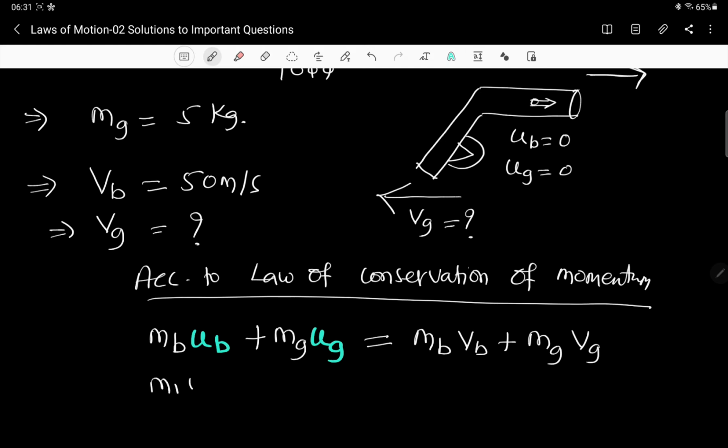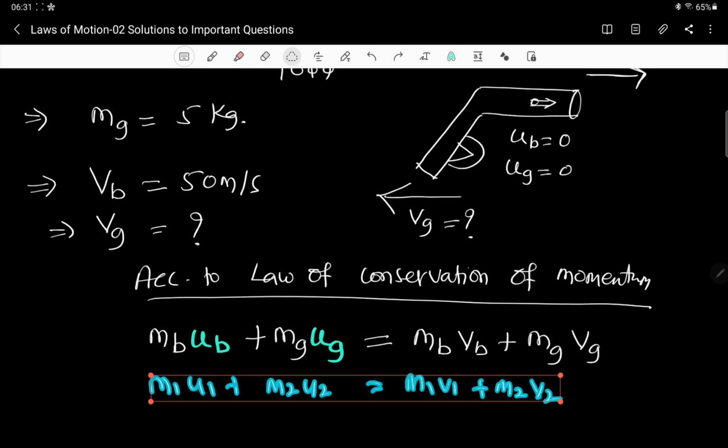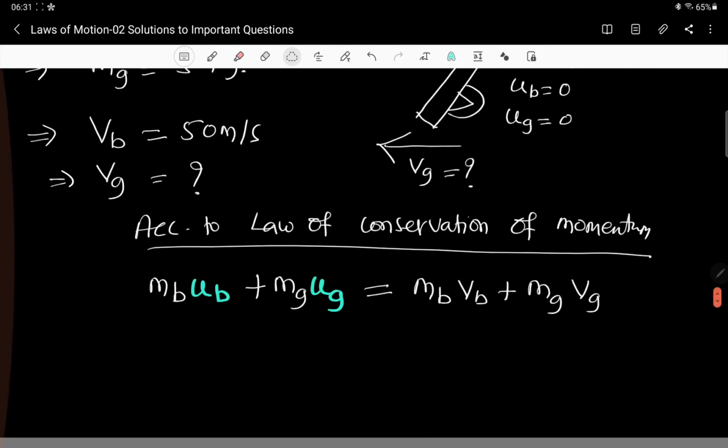Is it clear? Try to understand this. We know m1 u1 plus m2 u2 is equal to m1 v1 plus m2 v2, the same thing, but here m1 is replaced by mb, the mass of the bullet, and m2 is replaced by mg, the mass of the gun. Everything else is the same, only a few adjustments have been made.